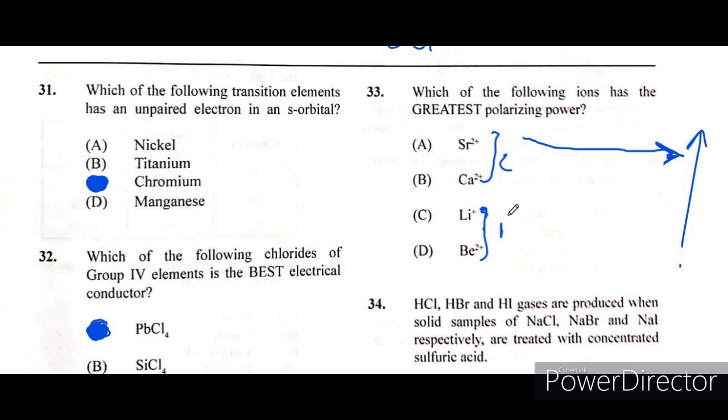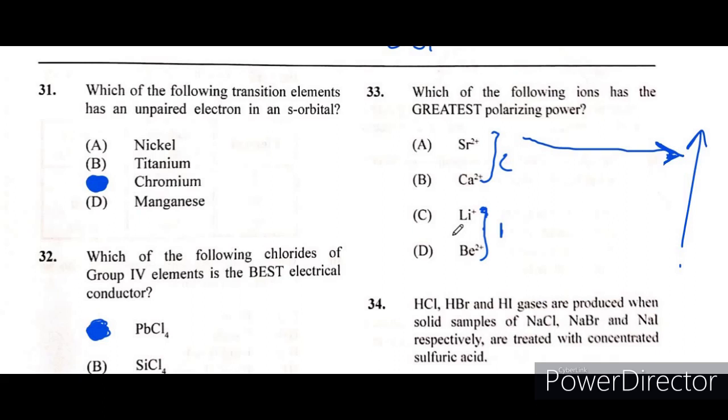Hold on. Okay, yes, I got it now. So this is group 2, group 1. Now both beryllium and lithium are way above calcium and strontium, right? So these would be more electronegative. Now I am talking foolishness.